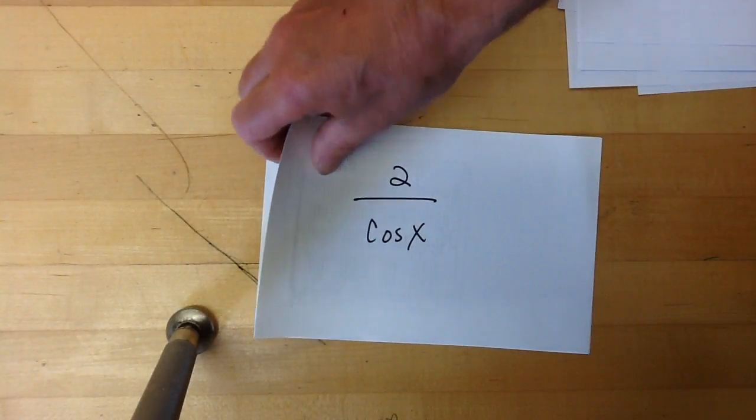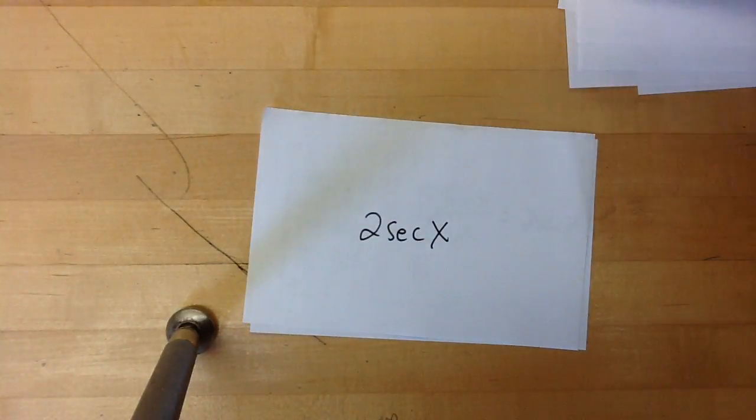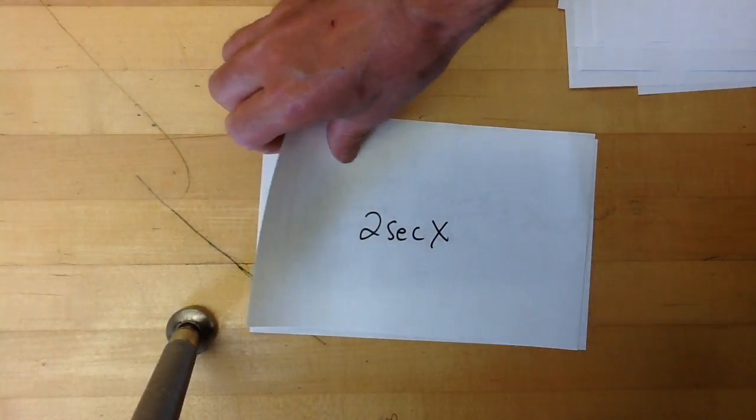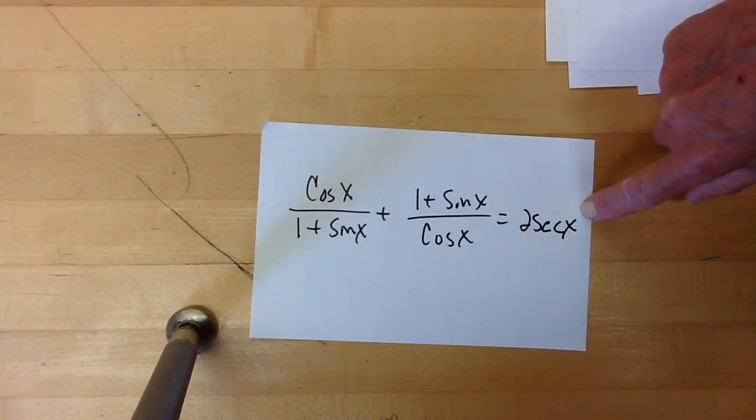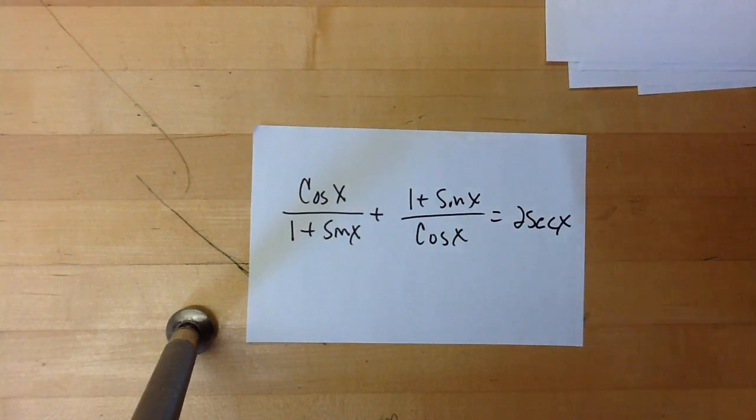And we know that 1 over cosine is the same as the secant. So that expression becomes 2 secant x, which, if I look back at my original equation, is what the right-hand side was. So I just verified that trig identity.